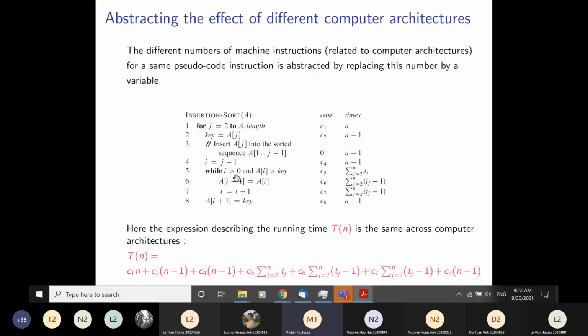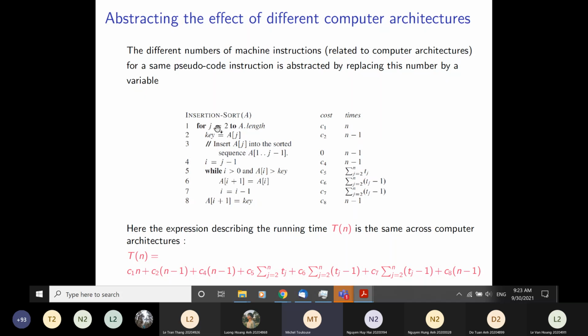The while loop, okay, one comment here. This is executed n times because it's going to be tested when the loop is equal to n plus 1. So when j is equal to n plus 1, then this loop will stop.